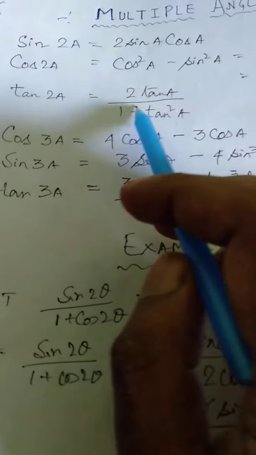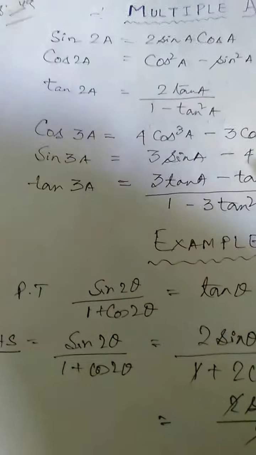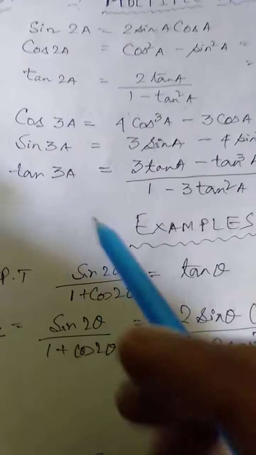Now come to tan 2A. Tan 2A is what? 2 tan A by 1 minus tan square A. Now these are the formulas of 2A. Now let's come to the formula of 3A.